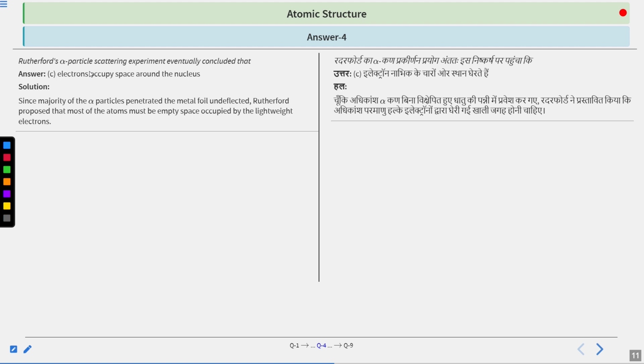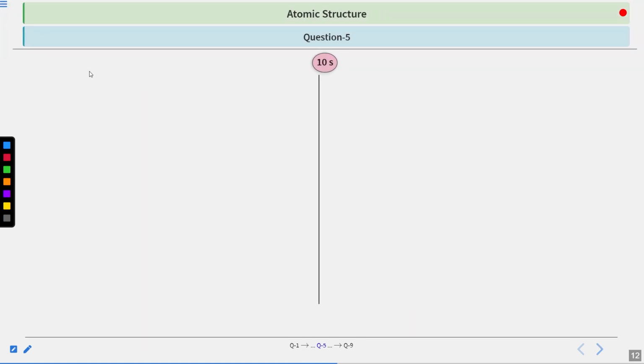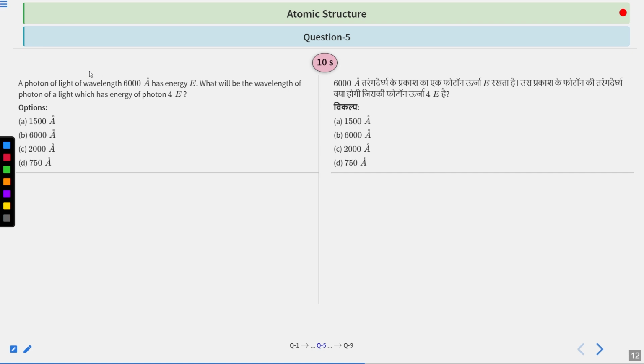Moving on to the next question. Question number 5 says that a photon of light of wavelength 6000 angstrom has energy E. What will be the wavelength of a photon of light which has energy 4E? Options are A 1500 angstrom, option B 6000 angstrom, option C 2000 angstrom, and option D 750 angstrom.